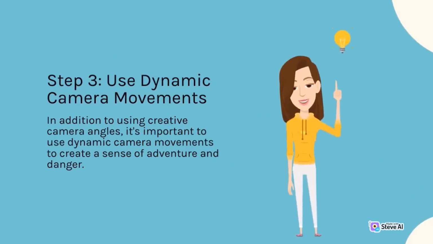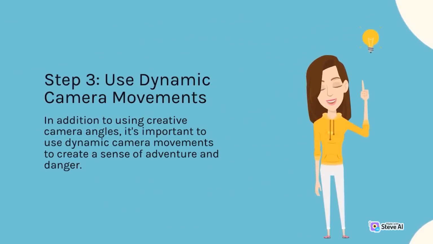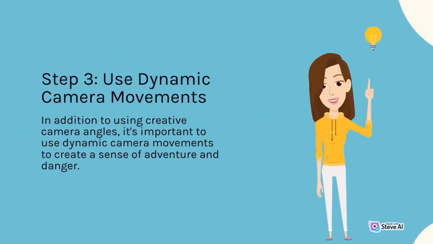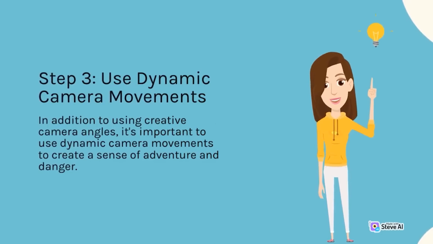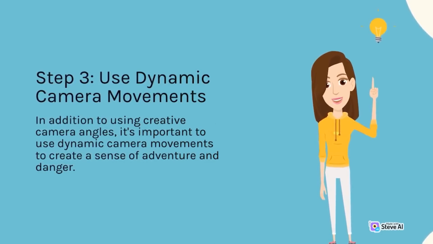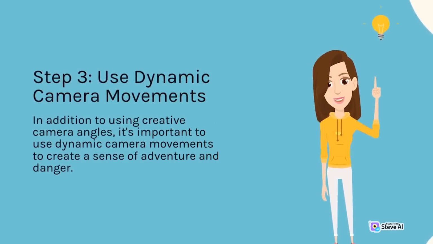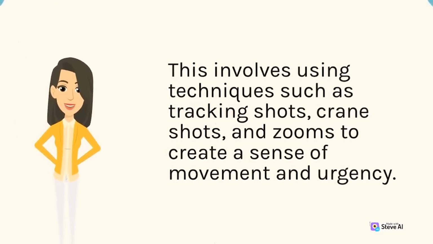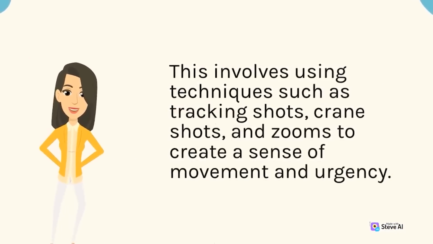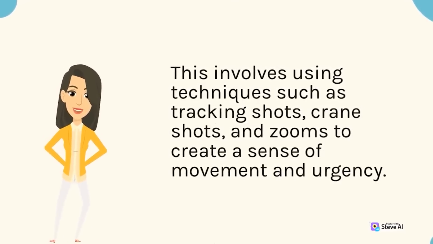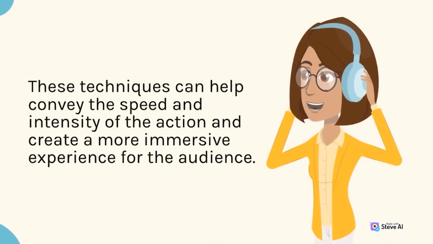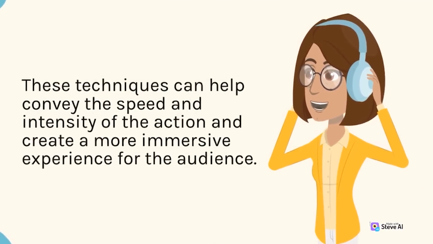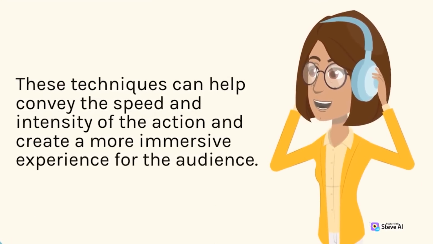Step 3. Use dynamic camera movements. In addition to using creative camera angles, it's important to use dynamic camera movements to create a sense of adventure and danger. This involves using techniques such as tracking shots, crane shots, and zooms to create a sense of movement and urgency. These techniques can help convey the speed and intensity of the action and create a more immersive experience for the audience.